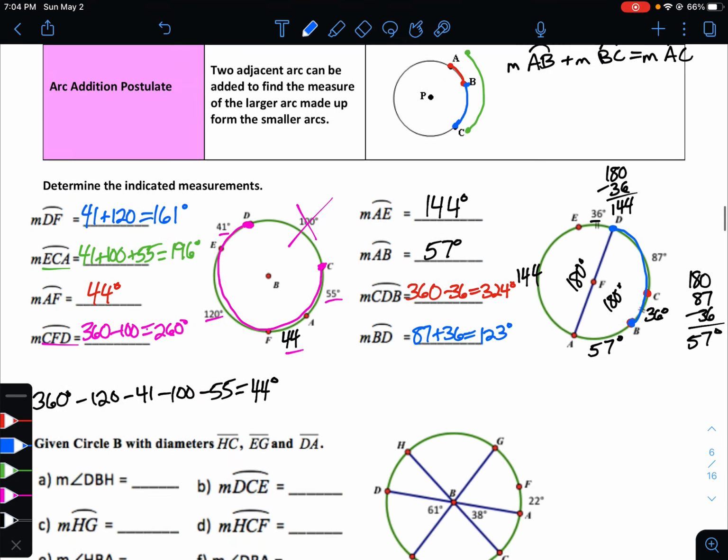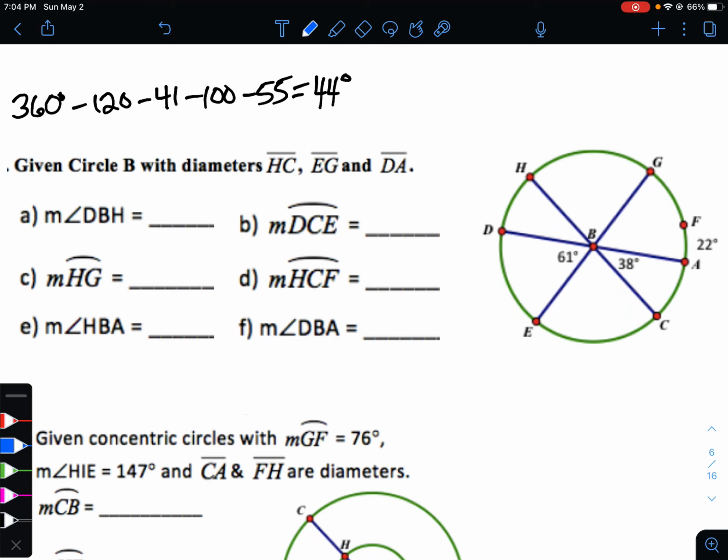Okay, let's take a look at two last examples here, and then that should be it for this section of the notes. So we're given this circle B with our diameters, which are HC, EG, and DA. In other words, we've got three different diameters there that we've written in. So let's go ahead and find the measure of those missing angles that we were not given.